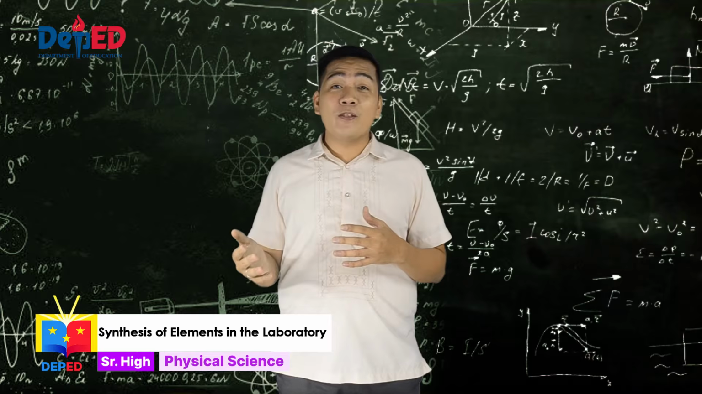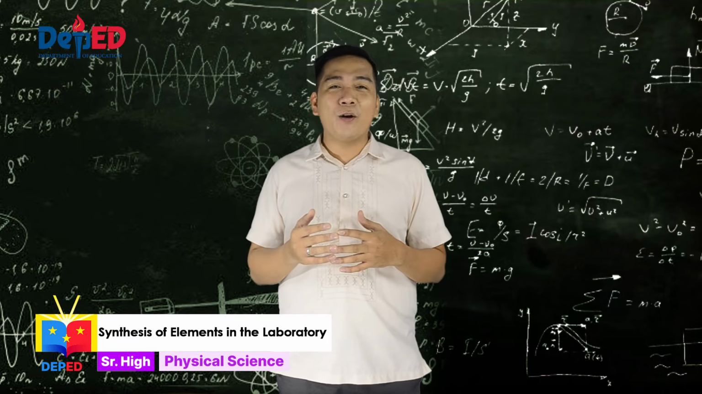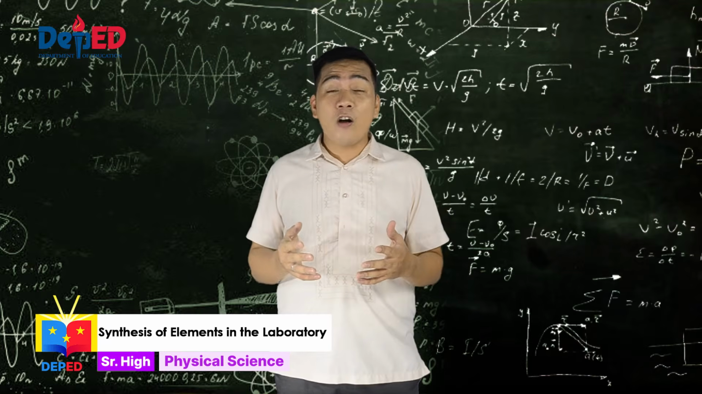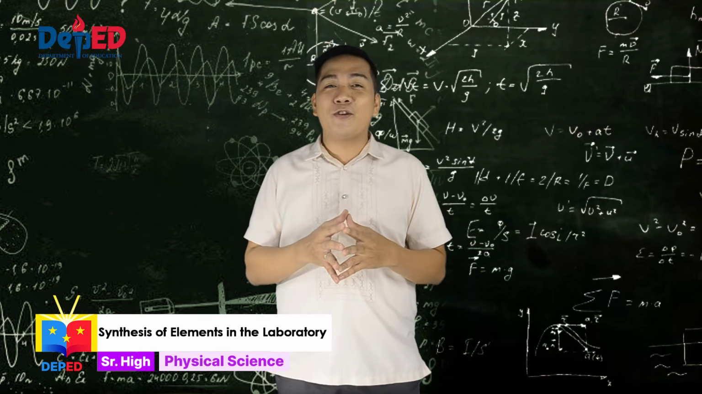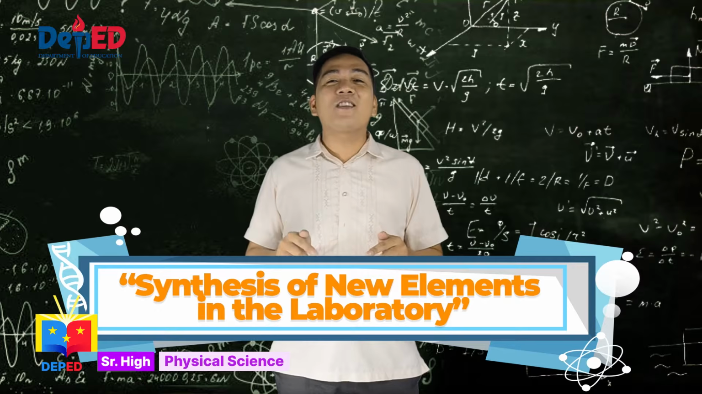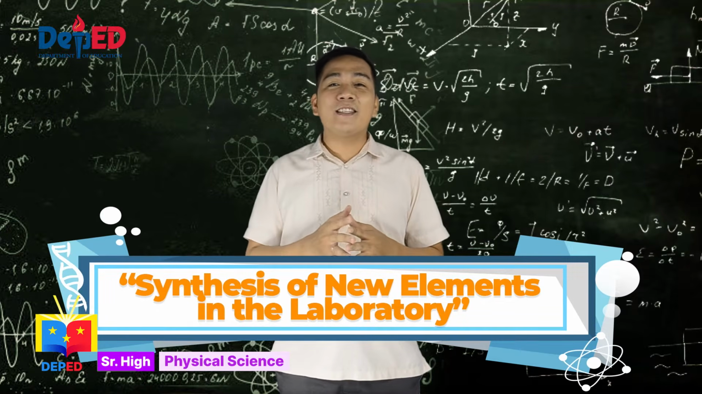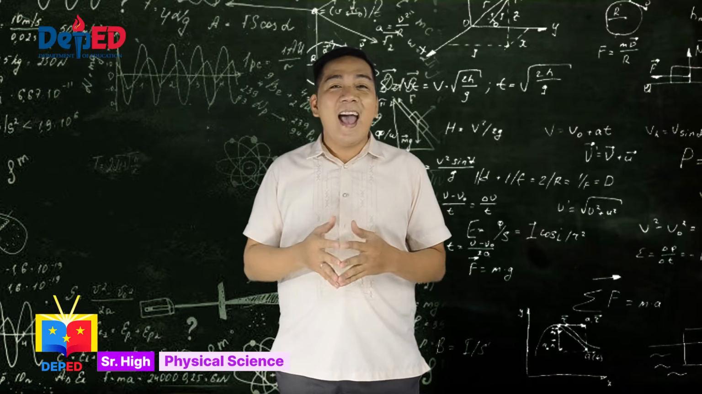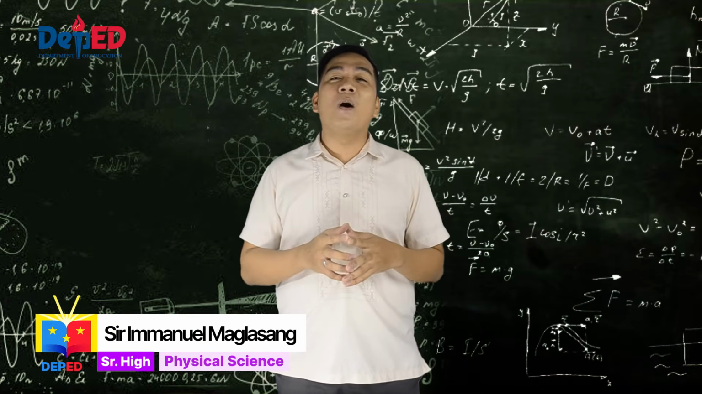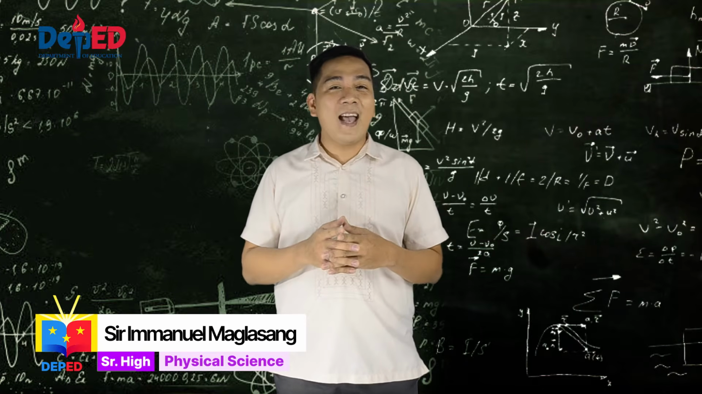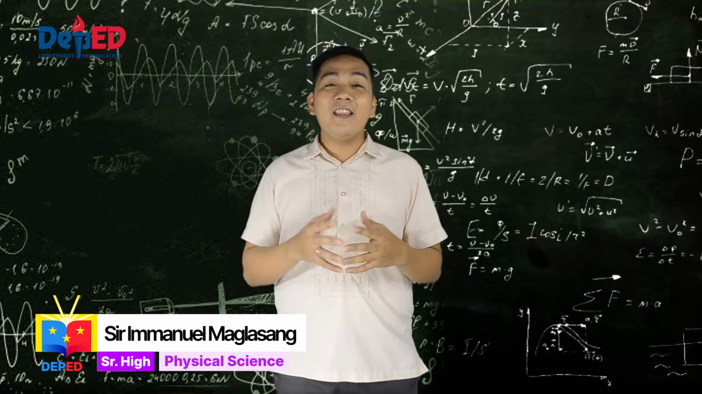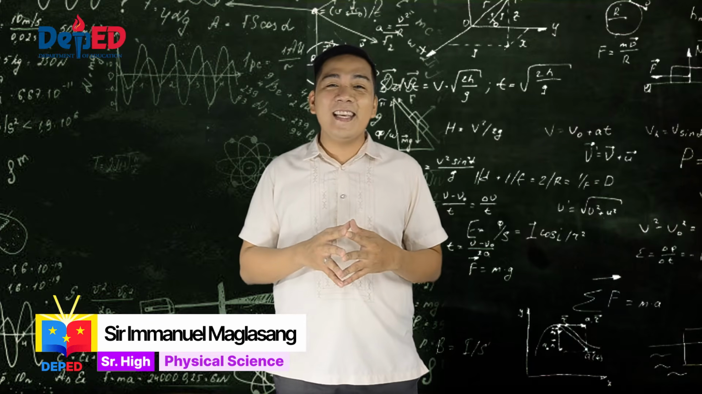In our previous episode, we learned how the elements were formed in extremely hot environments like the early universe, the core of the stars, supernova, and collision of neutron stars. Today, we will discover how the elements are synthesized in the laboratory and how the concept of atomic number led to that. I am Teacher Immanuel, your host, and I welcome you to the third episode of Science Eskwela TV, where you can learn science concepts in a fun and easy way.